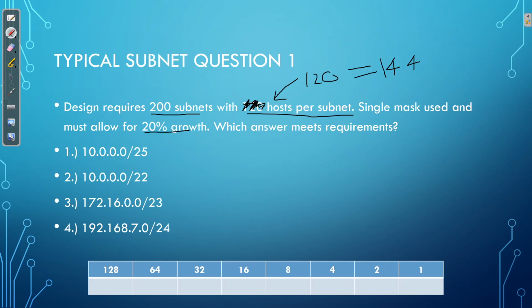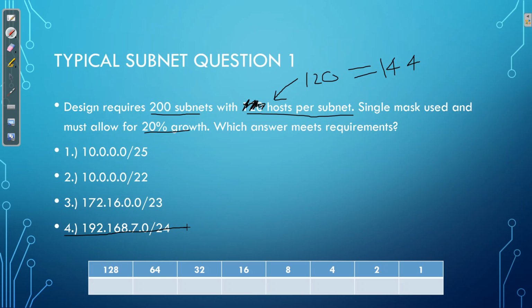So now I need to work out how many host bits I need and how many subnet bits I need. So right off the bat, I know that I would need 8 host bits and 8 subnet bits to meet my requirements. 7 bits gives me 128, which does not meet my requirements after this growth has taken place. Before the growth has taken place, yeah, that would have met my requirements, but it wouldn't allow for 20% growth. So that means, by process of elimination, that 7 bits is not valid, 8 bits is valid. So I need to have at least 8 host bits and at least 8 subnet bits after subnetting to meet the requirements. Now, that rules out number 4 completely.